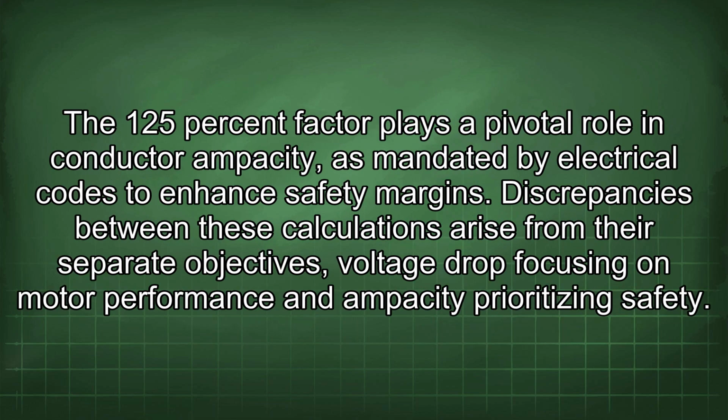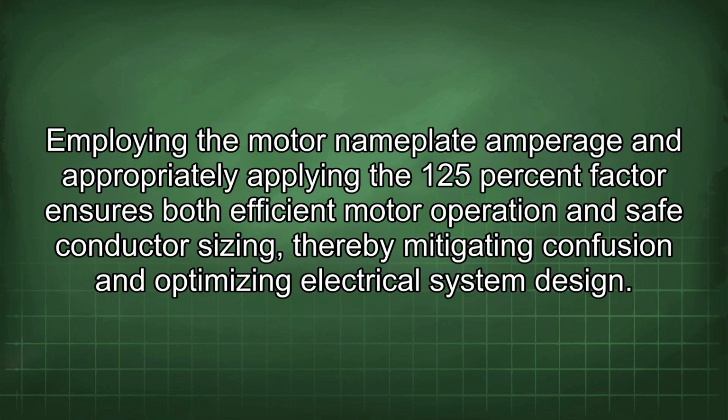The 125% factor plays a pivotal role in conductor ampacity as mandated by electrical codes to enhance safety margins. Discrepancies between these calculations arise from their separate objectives, voltage drop focusing on motor performance and ampacity prioritizing safety. Employing the motor nameplate amperage and appropriately applying the 125% factor ensures both efficient motor operation and safe conductor sizing, thereby mitigating confusion and optimizing electrical system design.